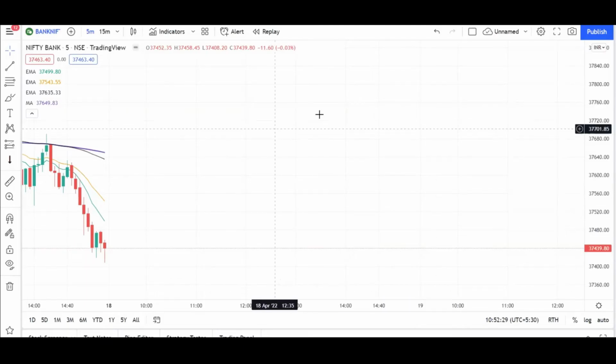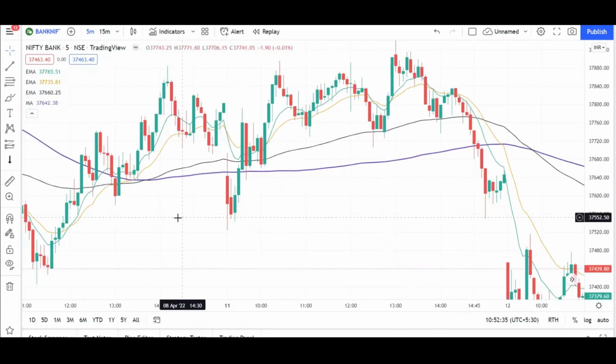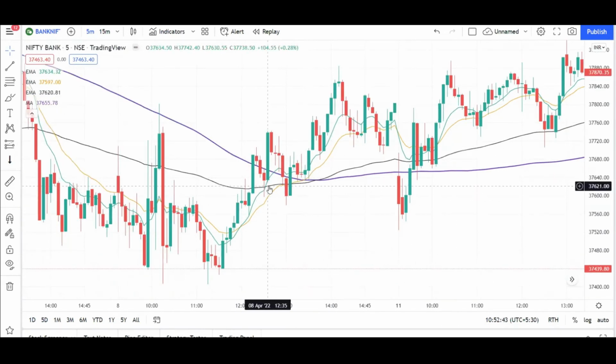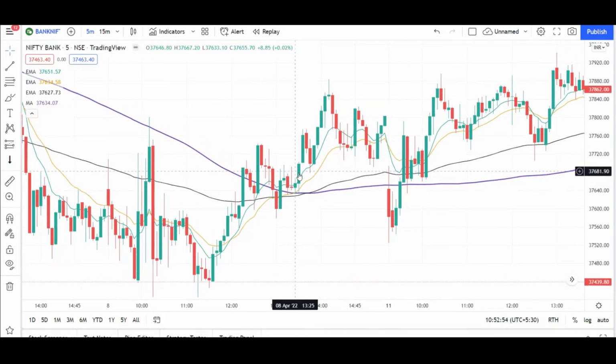Okay. So let me just show you one example where it was satisfied. Okay, here it is. So let's say here these moving averages are pretty much close, so we are not taking any trade. But now they have separated, so we can see.